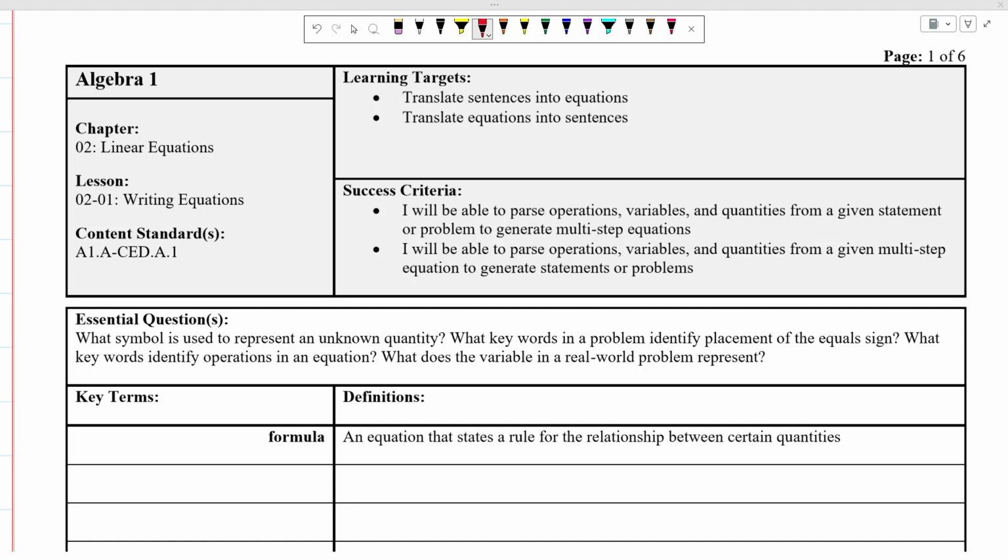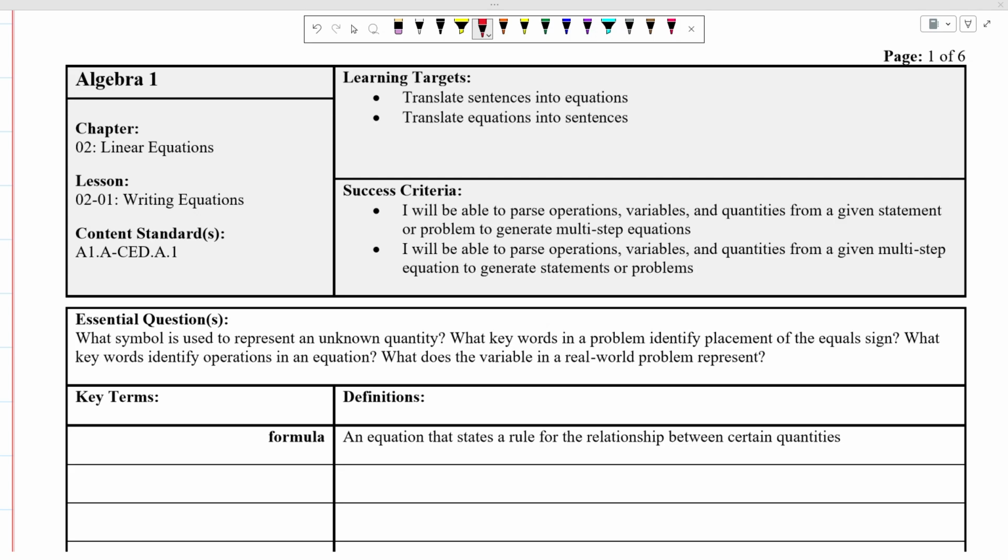Today's learning targets: translate sentences into equations and translate equations into sentences. How do you know you're going to be successful? Well, at the end of this, you should be able to parse operations, variables, and quantities from a given statement or a problem to generate a multi-step equation. Similarly, you should be able to parse operations, variables, and quantities from a given multi-step equation to generate statements or problems.